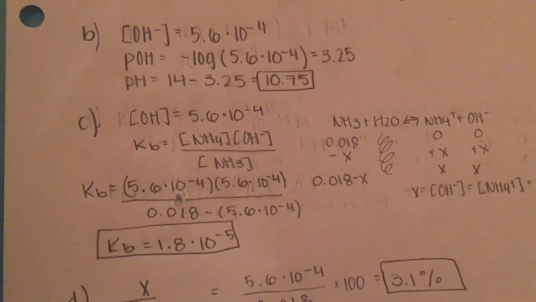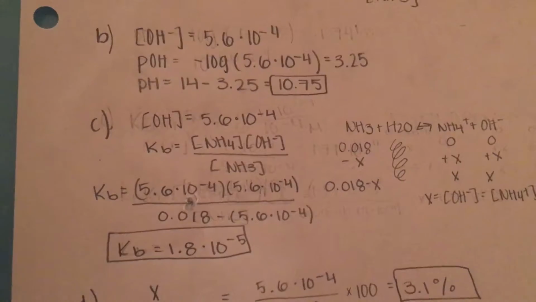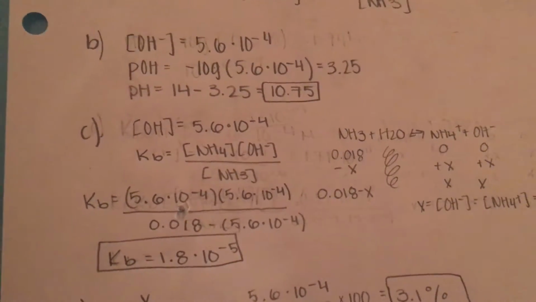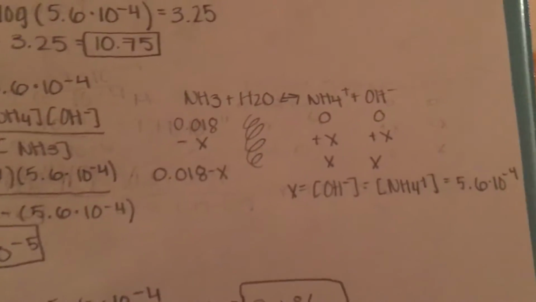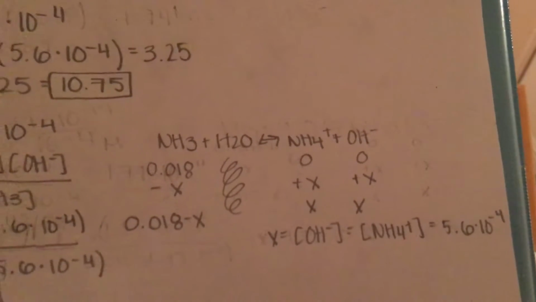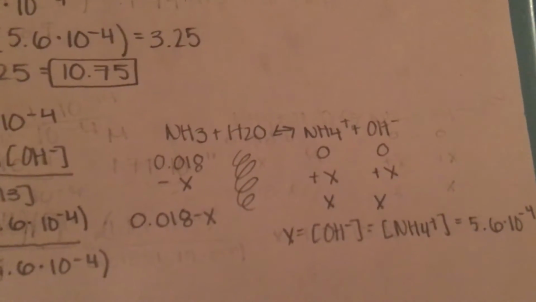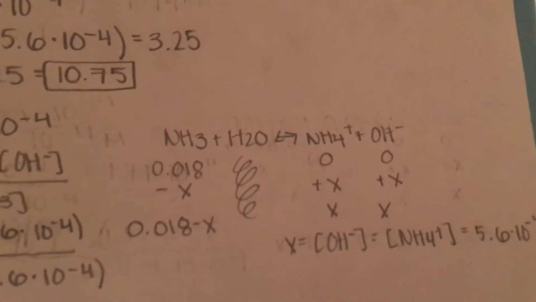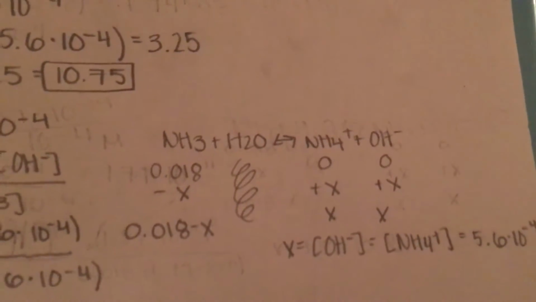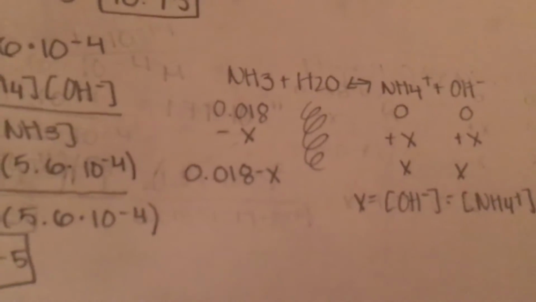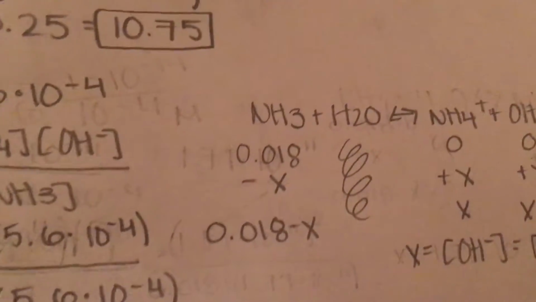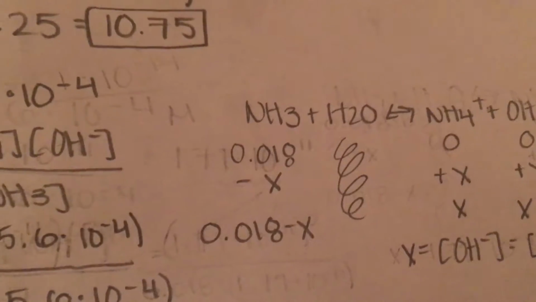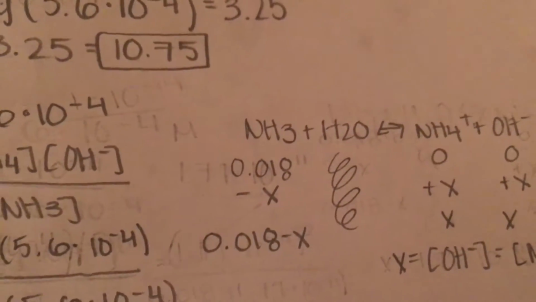To calculate the value of Kb, we take our equilibrium constant expression and plug in the concentration for each of the values. To find the concentrations, I drew an ICE box. NH3 plus H2O liquid yields NH4 plus ions plus OH minus ions. So H2O is a liquid, so we leave it out of the ICE box. We are given the initial molarity of NH3 is 0.018 molar.